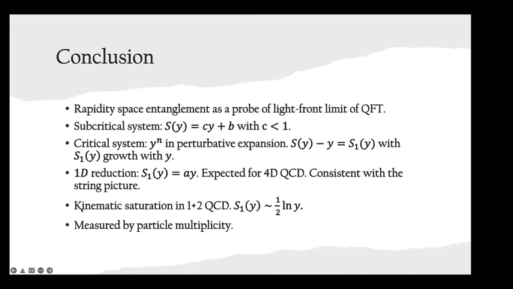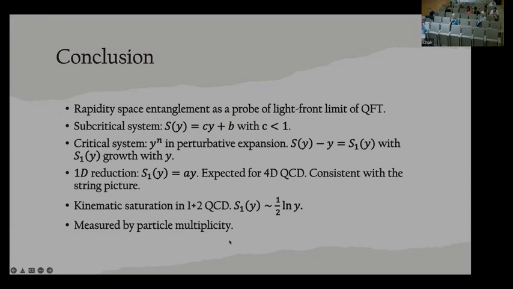And in 1+2D, there is the kinematic saturation. While you have the kinematic saturation, this entanglement entropy S1 grows only logarithmically in the rapidity. And finally, the eigenvalue spectrum of the reduced density matrix, at least in these examples, is identical to the particle multiplicity distributions, and in principle can be probed in experiment. And this concludes my talk.